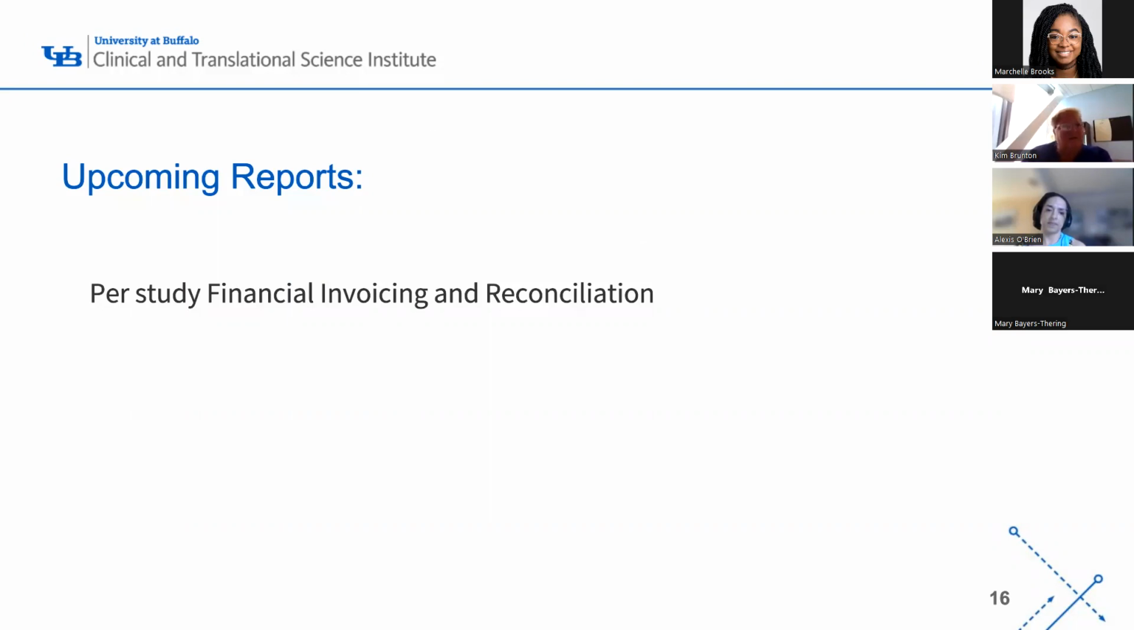This is one of the upcoming reports that we have, and we just have a couple of little bugs as far as being able to view it that we're working out. But it is really an exciting functionality for both coordinators and PIs.